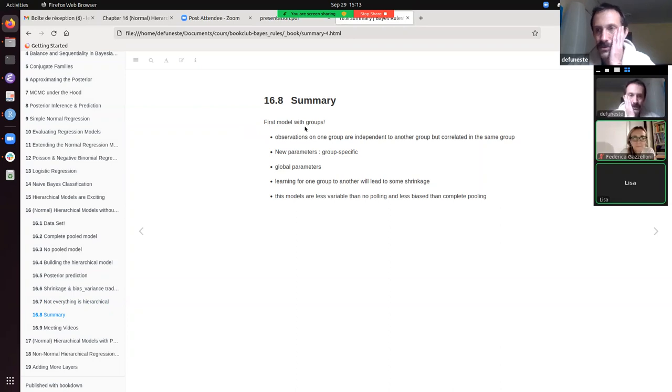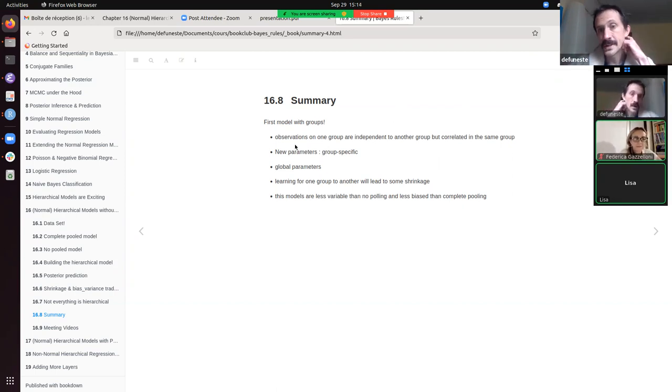this is our first model with group. Still no predictors, but I think it was good. Observations in one group are independent of another group, but correlated within the same group. This is one important thing with this model. So basically, if Maya X releases a new song, its popularity will be correlated with her other songs, but it's not correlated with Beyonce releasing a new song.